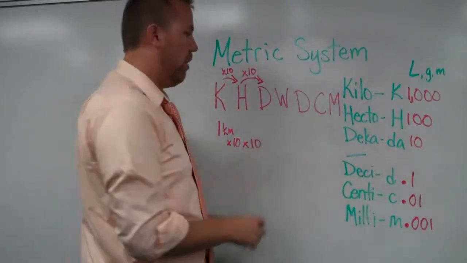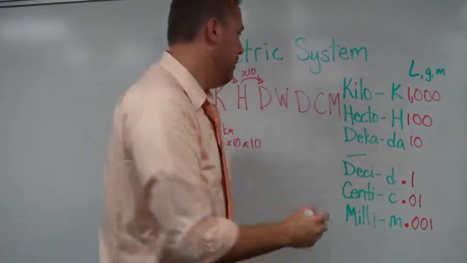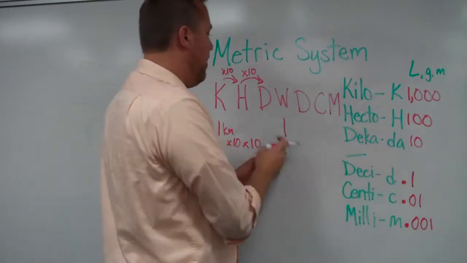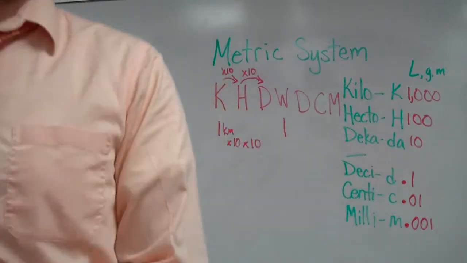This W, however, is going to be our unit of measurement, just the number 1. So 1 of anything, and then we'll look at going smaller or going bigger. And that's a basic overview of the metric system.